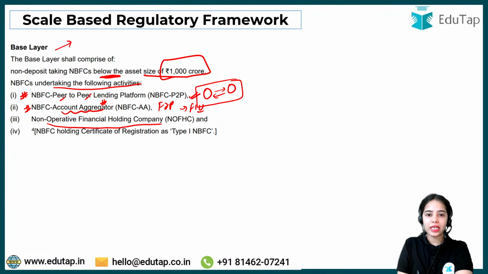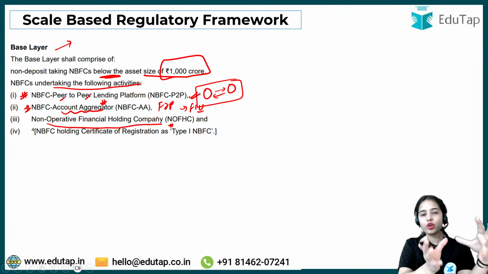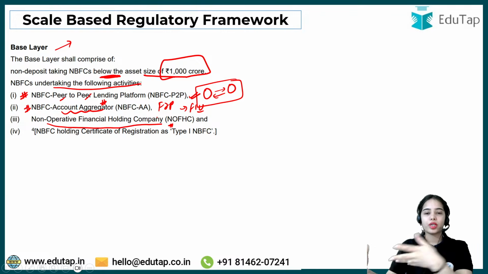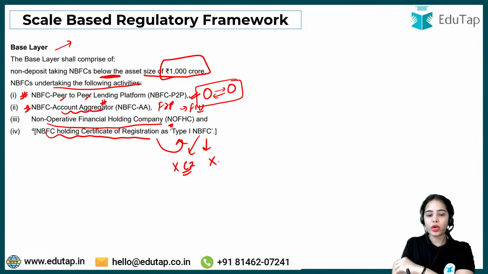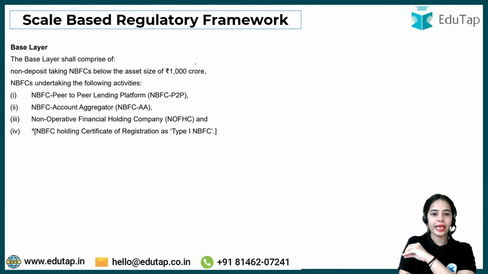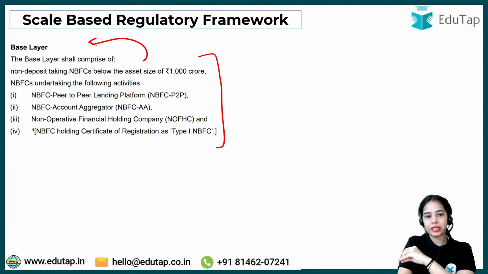The non-operative financial holding company is basically the holding company that holds the majority shares, or major shares, of a company. Then there is the NBFC holding certificate of registration as a Type 1 NBFC. Type 1 NBFCs are those NBFCs that do not have a customer interface. They are not taking public funds. Okay? So these NBFCs come under the base layer.